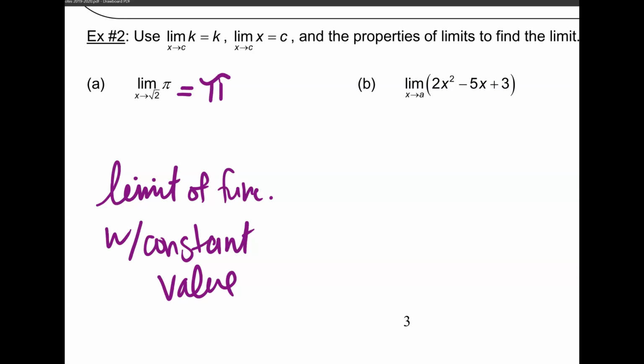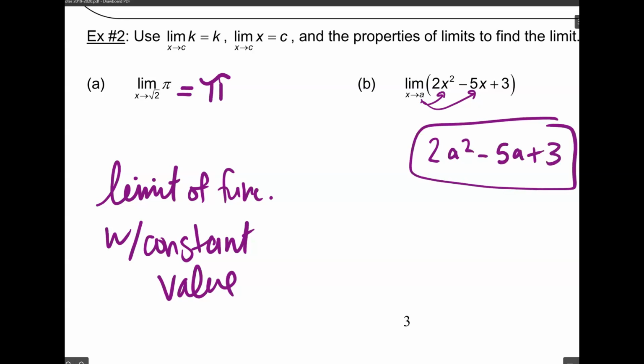Let's check it. The limit as x approaches a of 2x squared minus 5x plus 3. You're just plugging a in for x, so it's going to be 2a squared minus 5a plus 3. Cool, because this is the limit of the identity function at c. If you're finding the limit as you approach a certain number, you can plug it in and see if you get a value or not.